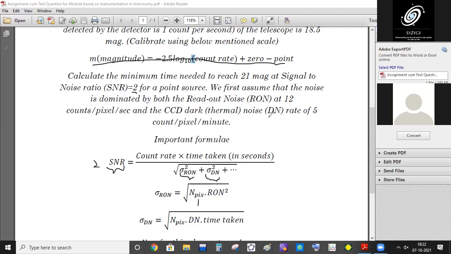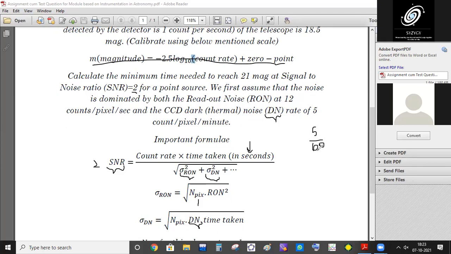But just tell me one thing, in the dark noise itself, will you be able to put this number directly, times the time taken? Dark noise is counts per pixel per minute, but mostly you need to put things in seconds. So you need to convert this 5 counts per pixel per minute into counts per pixel per second. For that you will divide 5 by 60. So instead of putting DN as 5, you'll put it as 5 by 60.